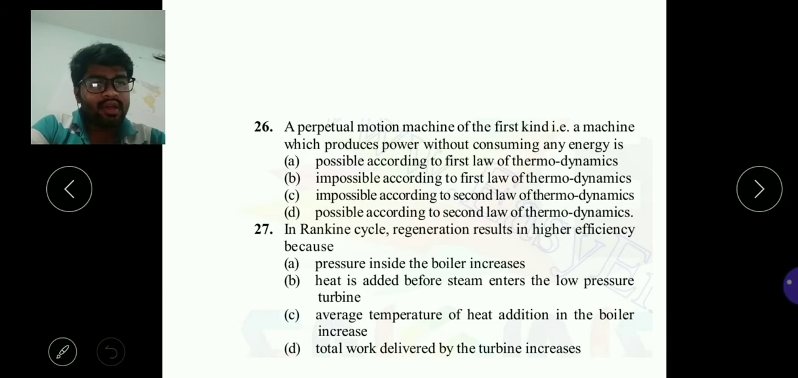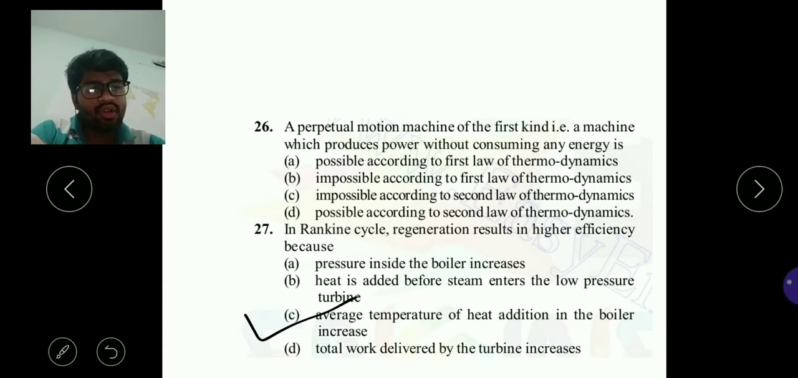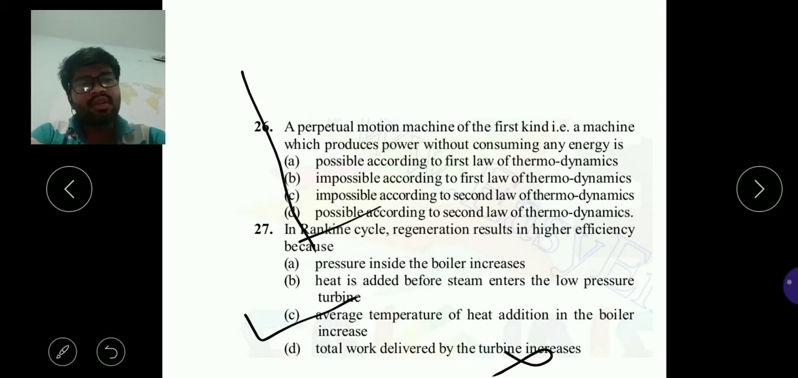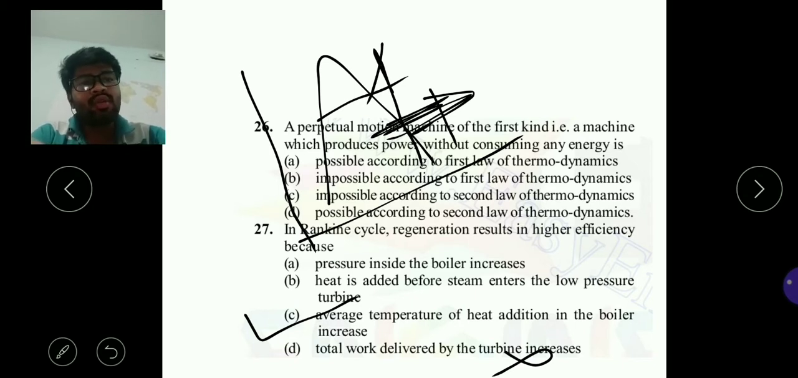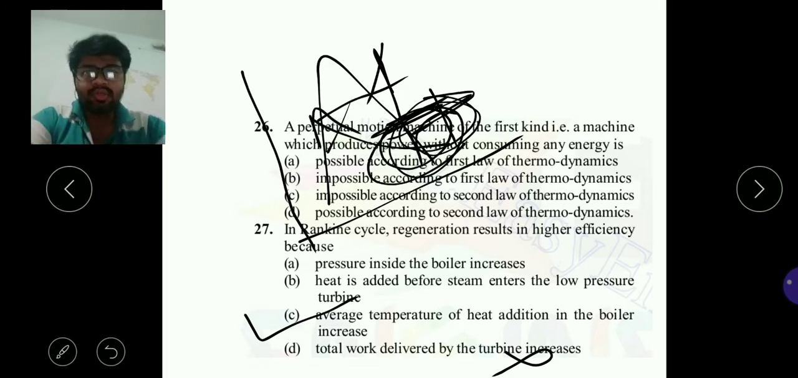The first option, pressure inside the boiler increases, is not correct. Heat is added before steam enters the lower pressure turbine, that is not the reason actually. Average temperature of heat addition of the boiler increases, so option C is the correct one. And total work delivered by the turbine increases, that is also not correct, because if we view the turbine, total work remains the same. There will be no change in total work, because we are not changing anything in this process. We are only taking some amount of heat from here and providing it here. Is it clear to everybody? So moving next.